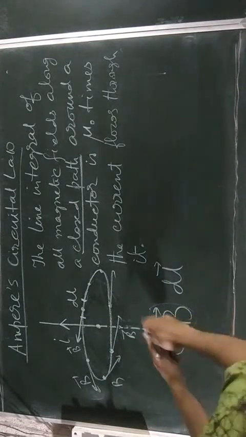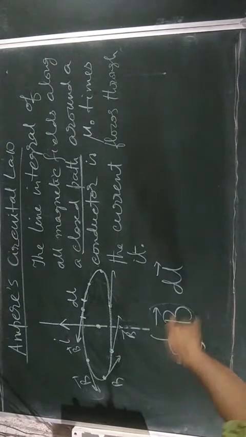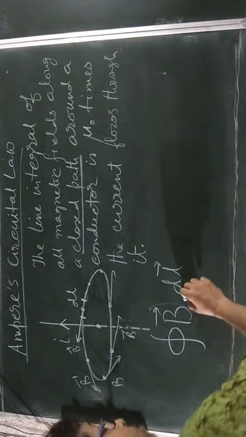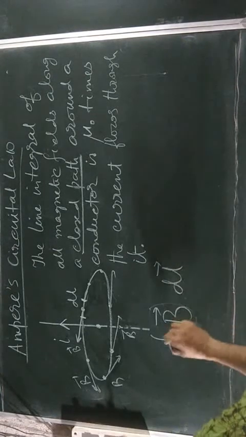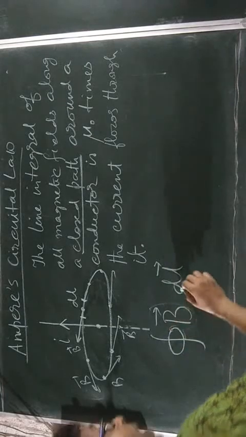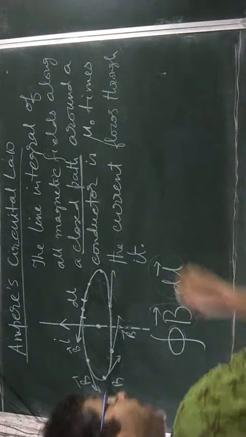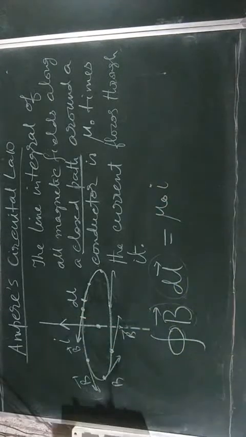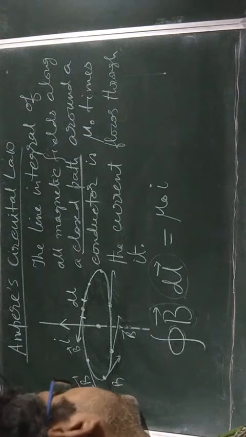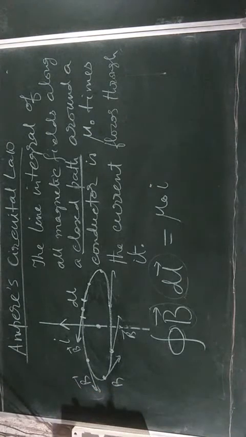All the values of those magnetic fields around the closed path, which is framed by summing all those dl, is equal to mu naught times the current. Clear? Okay.